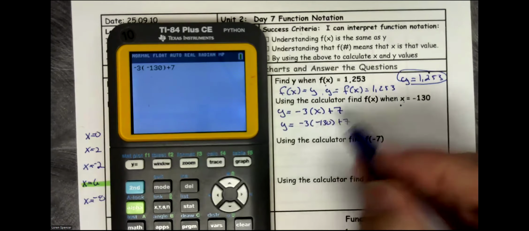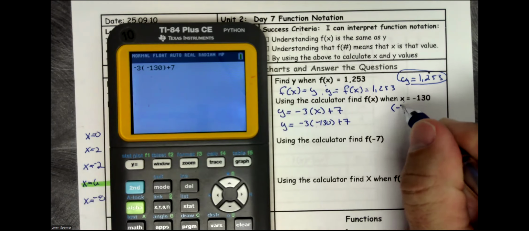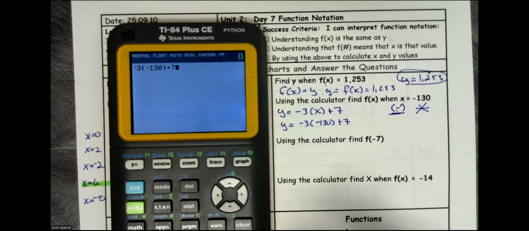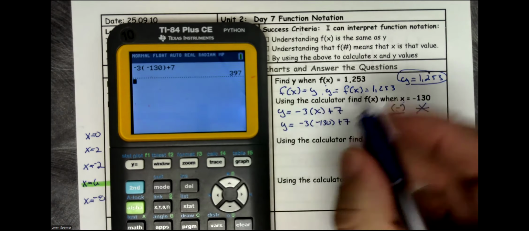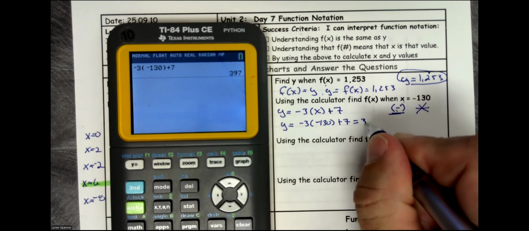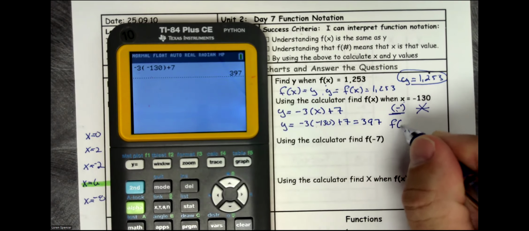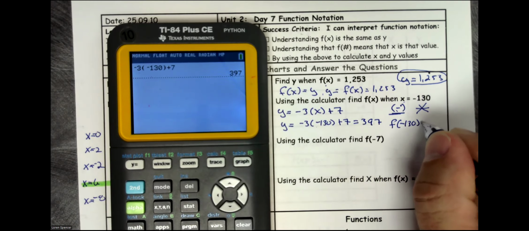Now, please make sure that for the negatives, you're using that key. Don't use the minus key. Use this key for the negatives. And we end up getting 397. So f of negative 130 equals 397.